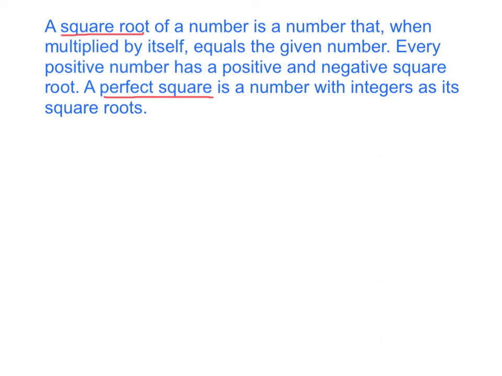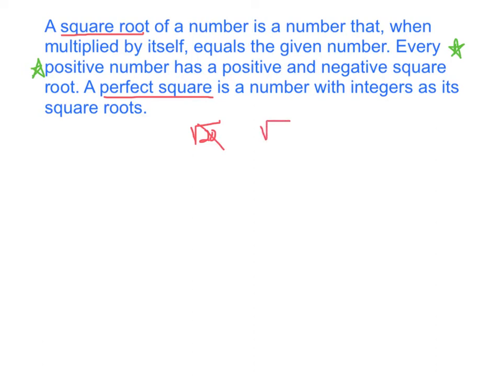Now this is something that's a little different that I know you probably have not done. Every positive number has a positive and negative square root. A perfect square is a number with integers as its square roots. So, to show you an example of what a perfect square is, if you take the square root of, for example, 20, the square root of 20 actually gives you decimals. So it would not be a perfect square because a perfect square gives you integers as its square roots.